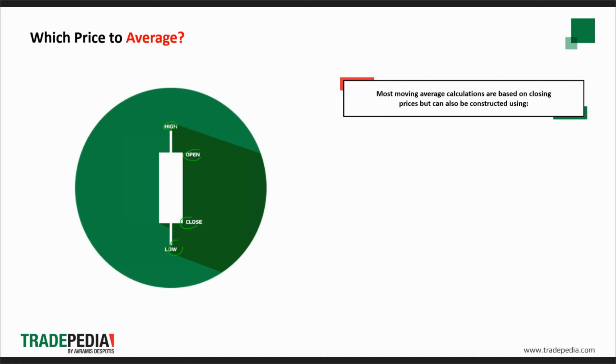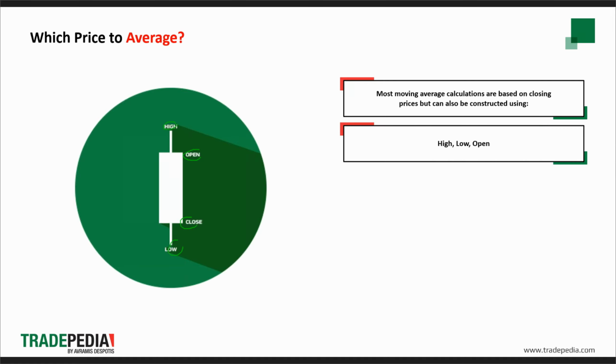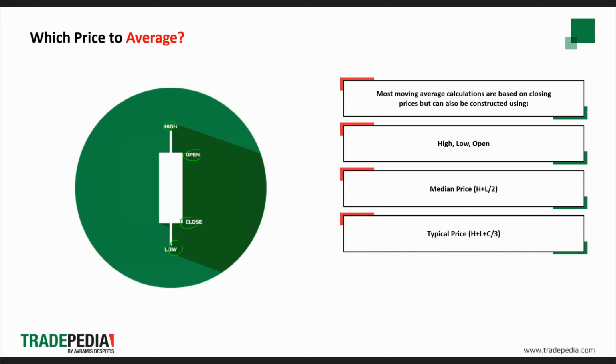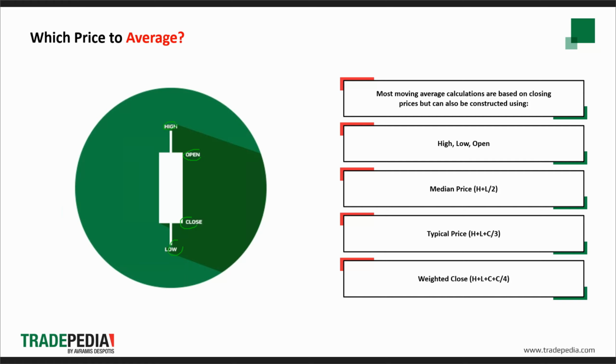But of course, you can change that in your moving average. You can construct it using the high of the period, the low of the period, the open price as well, or even the median price, which is your high plus your low divided by 2, or the typical price, which is high plus low plus close, divided by 3, or the weighted close, high plus low plus close divided by 4.